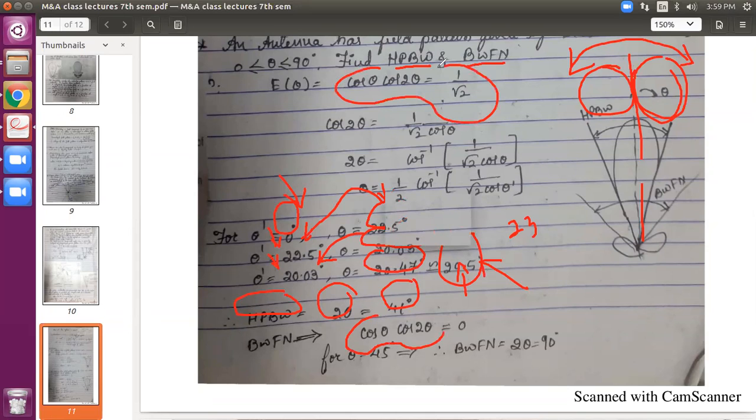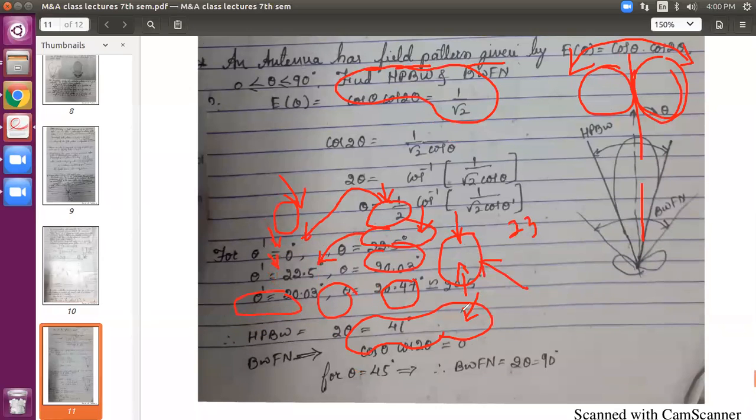That's why if you observe here, in order to calculate HPBW, we equate it to 0.707. But to calculate BWFN, we equate it to 0. 0 means nullifying the result, cancelling the effect. So it is nothing but equivalent to 0. That's why equate your given field E to 0.